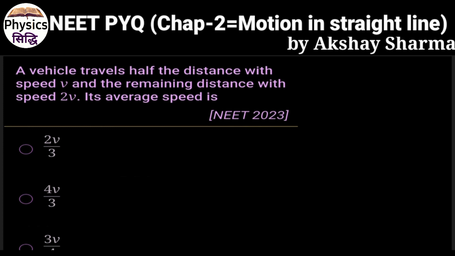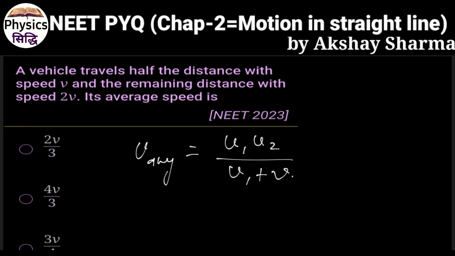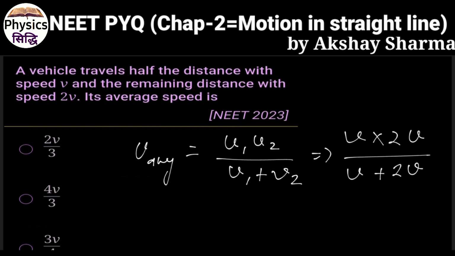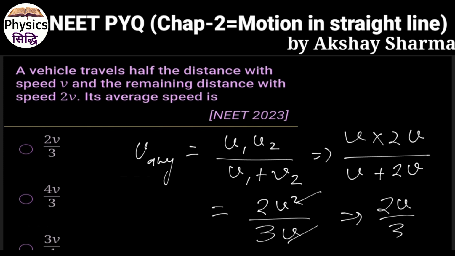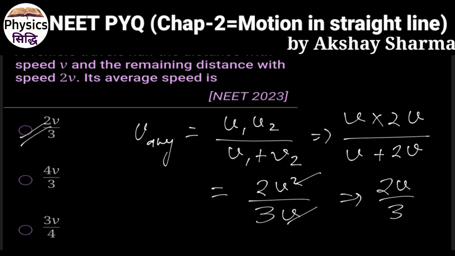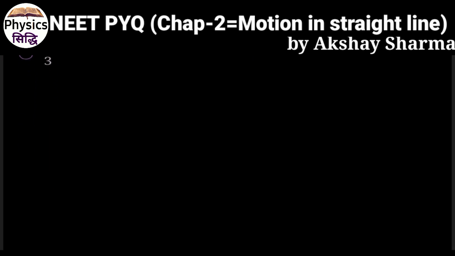Same formula, parallel combination of resistance: v average equals v1 v2 upon v1 plus v2. Just put the value and let's see, v into 2v upon v plus 2v. So it becomes twice v square upon 3v. The v cancels and it becomes 2v by 3. So 2v by 3 is the correct answer. Okay, let's see the next question.